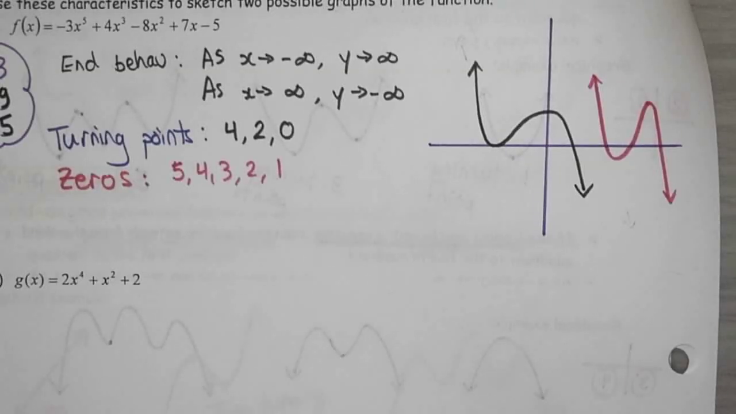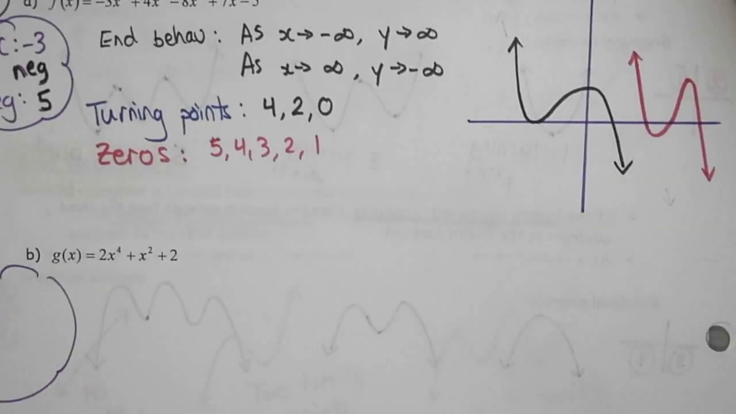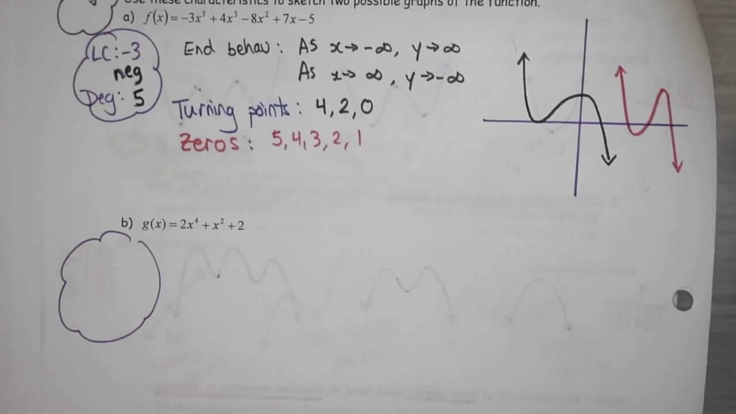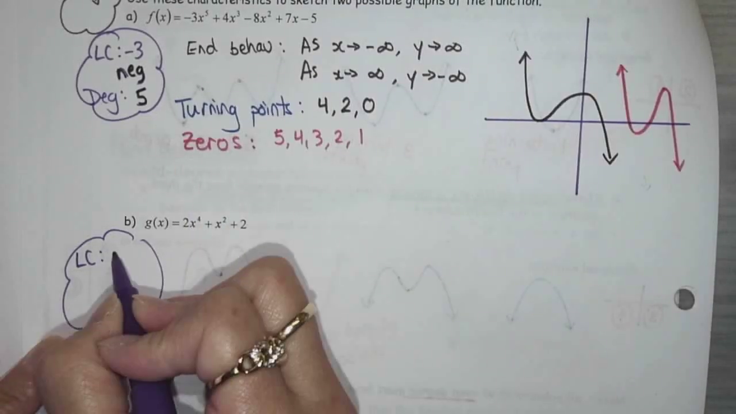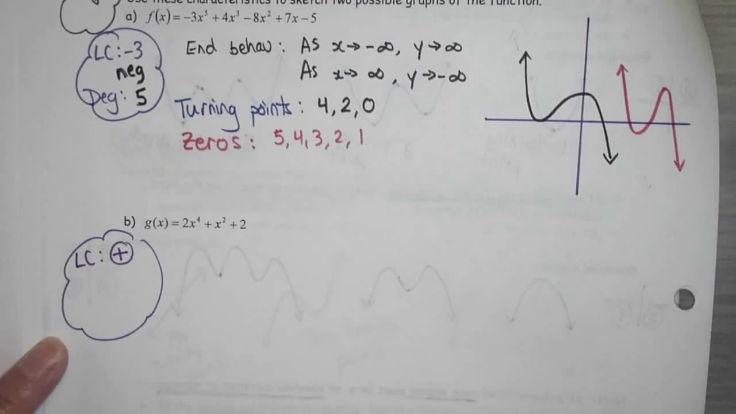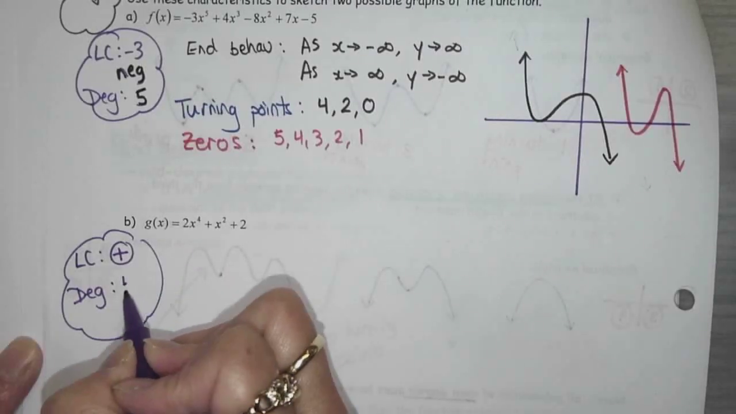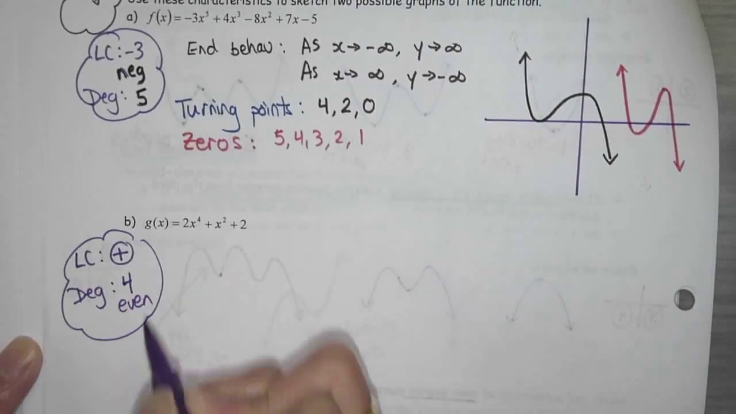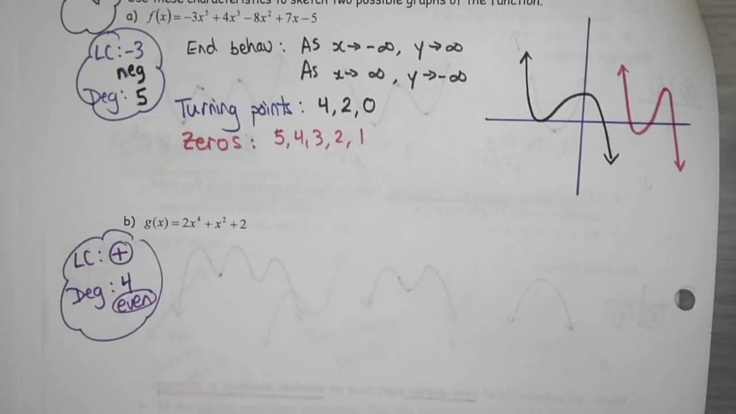Okay. The next one, same thing. I always think in my head, leading coefficient. So I'm going to do it here in the bubble. Just zoom out a little. Okay, so my leading coefficient is positive. That's all I need, positive or negative. I don't actually need the number. And the degree is 4, so even. I need to know it's even, and I need to know it's positive.